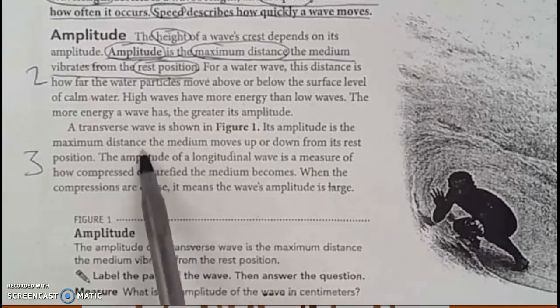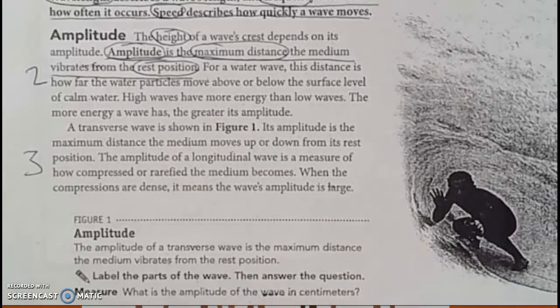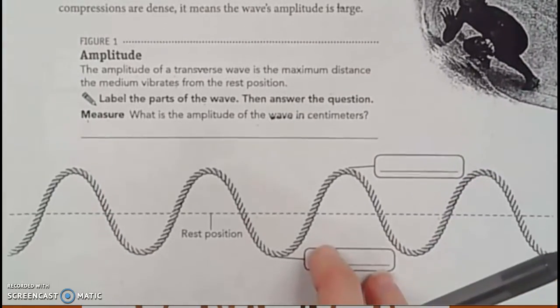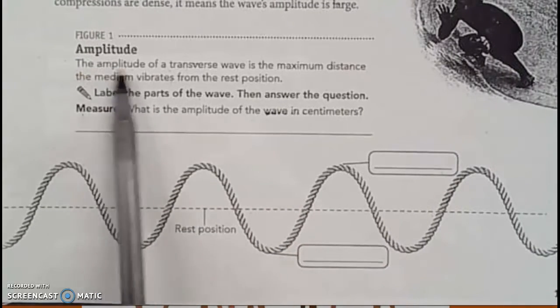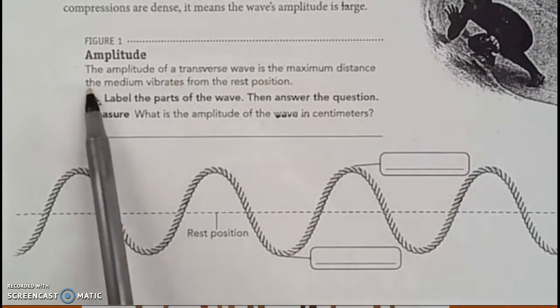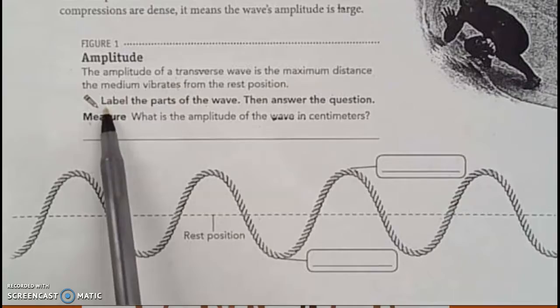Now, we are not going to make you mark the text for this paragraph, but we are going to do this below. So it says amplitude. The amplitude of a transverse wave is the maximum distance the medium vibrates from rest position.